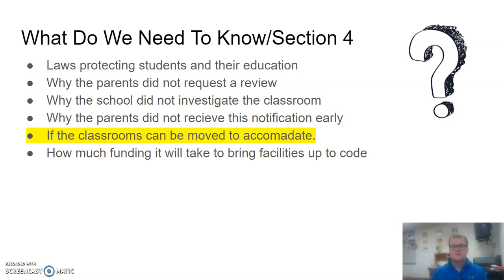And then why did the school not investigate classrooms? Knowing that they're aware that their building is not up to code is going to be a huge problem. They should have been able to see that and fix it early enough. And then why did the parents not receive early notification about the meeting that was going to take place, or about the decision to remove him from that class?